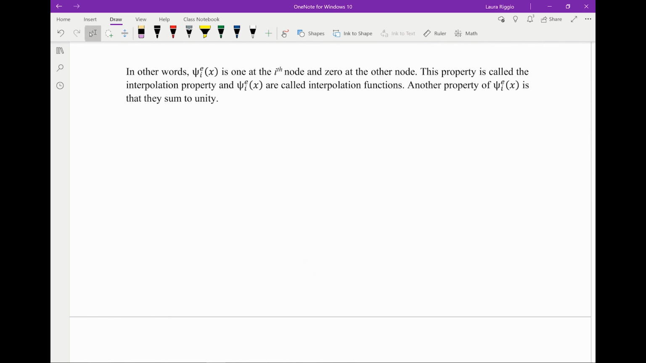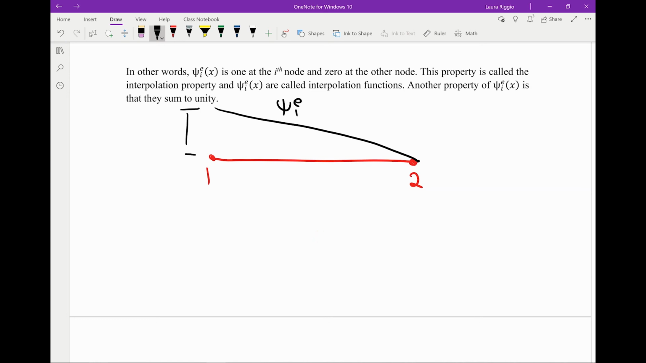So since they sum to unity, what am I saying? I'm saying that if I have an element, I have node 1 and I have node 2. This black line is psi 1. It has a value of 1. We'll make the green line psi 2, and it has a value of 1 on this side.